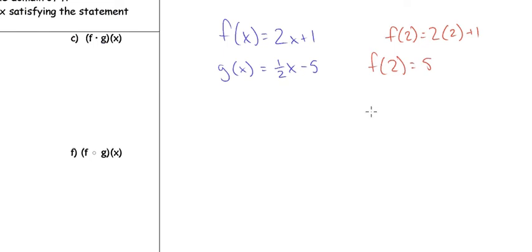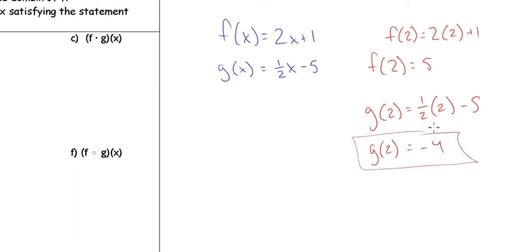If I asked you what g of 2 would be, you'd plug in 2 for x into the g function, and you get 1/2 times 2 minus 5, which would be 1 minus 5, so negative 4 would be g of 2. And you guys are getting really good at this. If I asked you what the x value is, what the y value is, there's my x, here's my y value, and you can even find the coordinate from that.